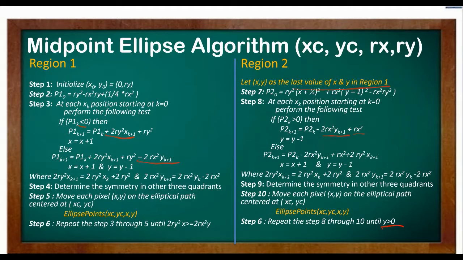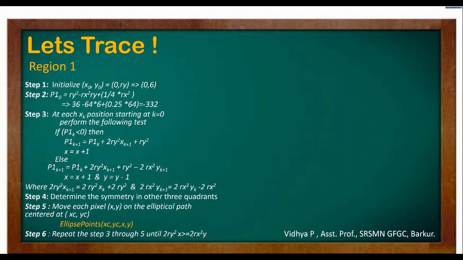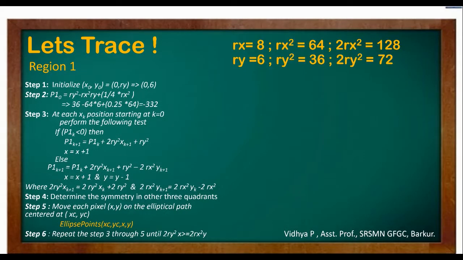So now we got the algorithm for your ellipse, that is with region 1 and region 2. I think it is very easy to learn if you know your circle algorithm. So let us trace this. We start with Rx is equal to 8 and Ry is equal to 6. Since we use Rx square, Ry square and all, I am just calculating those values also.